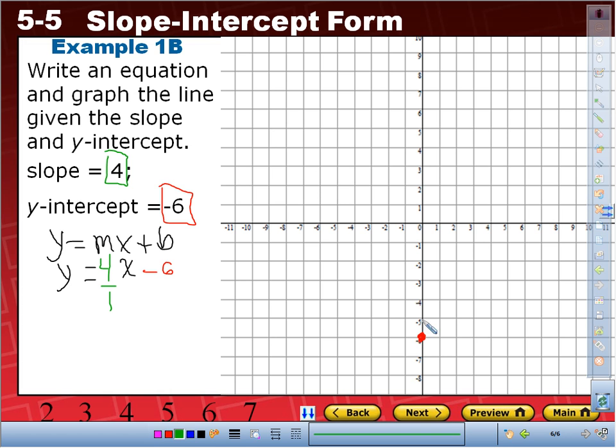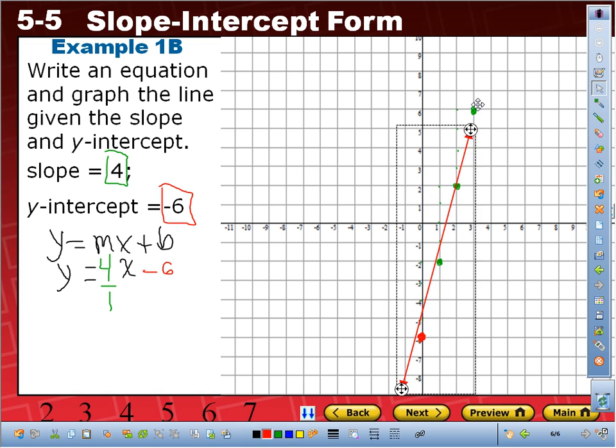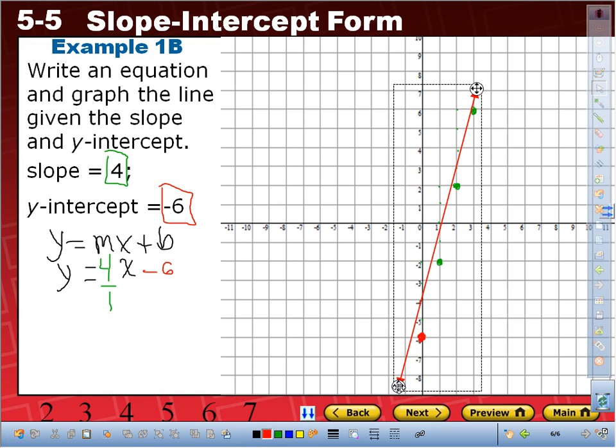So we go 1, 2, 3, 4, and 1 to the right. From this point, we do it again. 1, 2, 3, 4, and 1 to the right. And I'm going to do one more from this point. 1, 2, 3, 4, and 1 to the right. And with your ruler, you sketch your line nice and straight, like mine. There it is. Bam. Hands up if you got that by yourself.